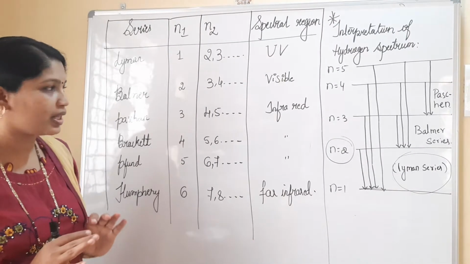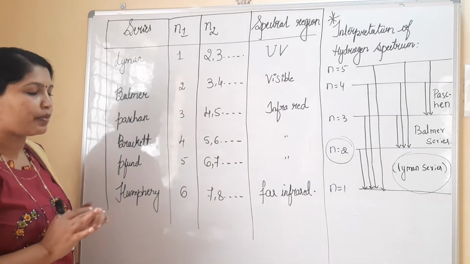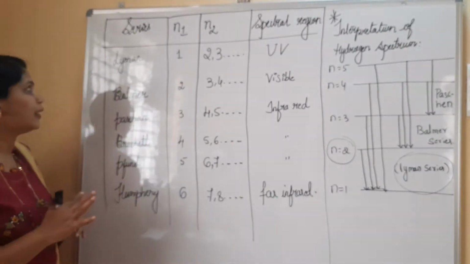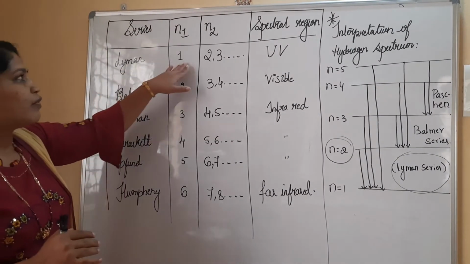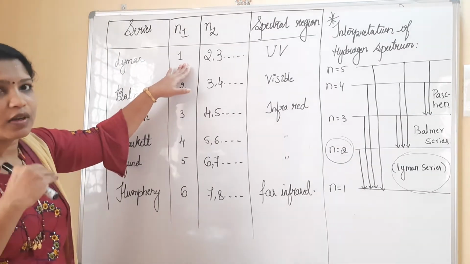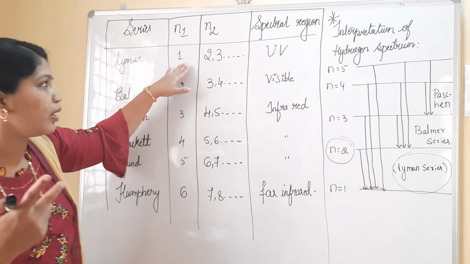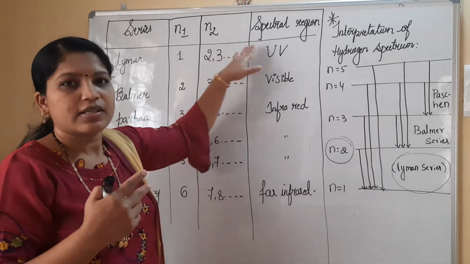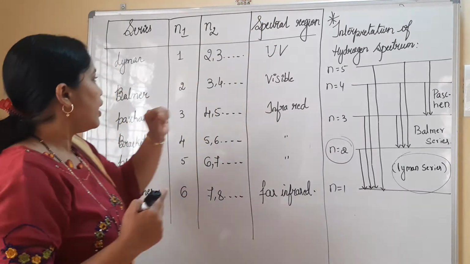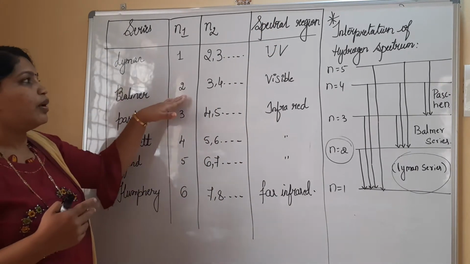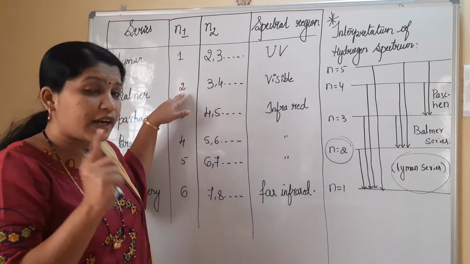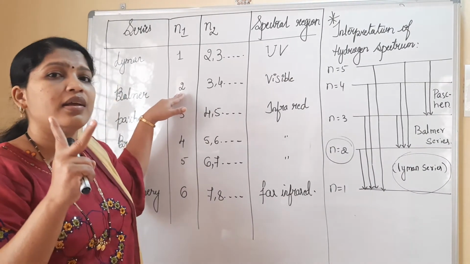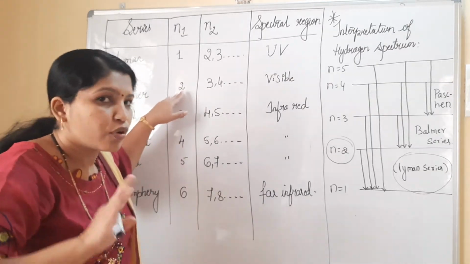I will make these things still easier for you. Just look at me, and concentrate here. In the Lyman series, the electrons come to the first floor, the ground state. From where are they coming? From 2, 3, 4, 5, 6, 7 and infinity. And in the Balmer series, where are they coming to? Definitely they are coming to the second floor itself, not the first floor.